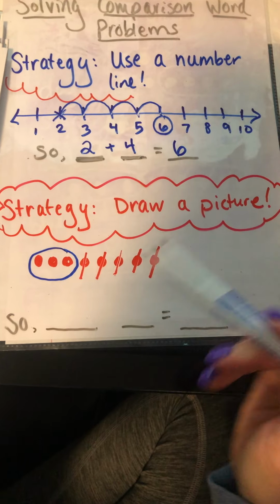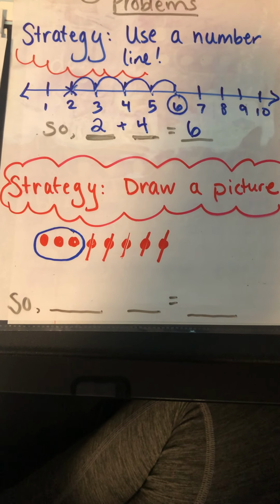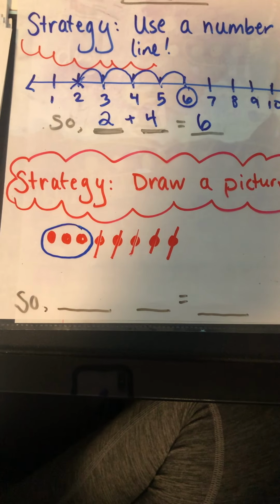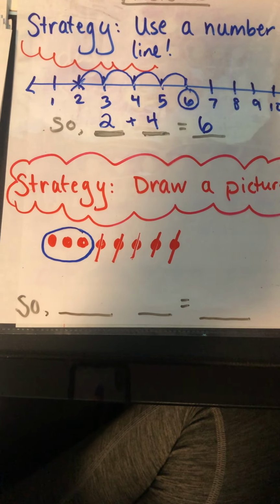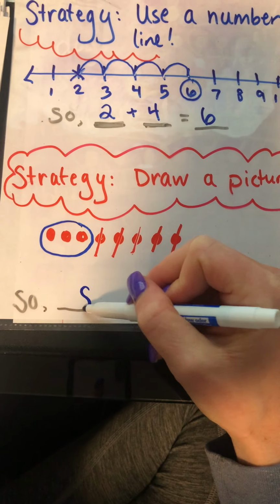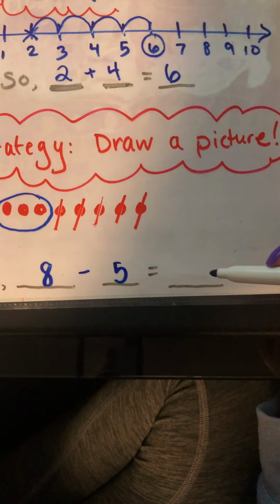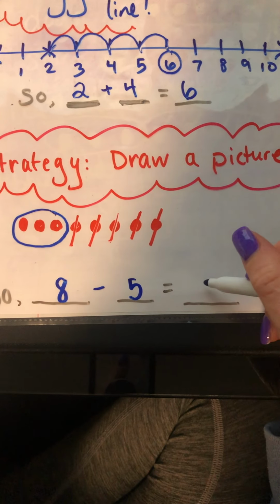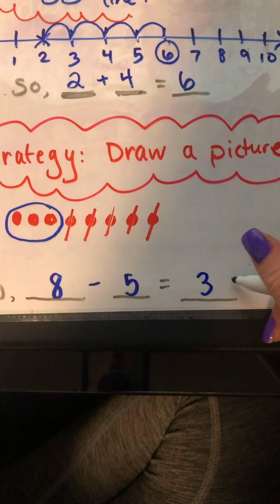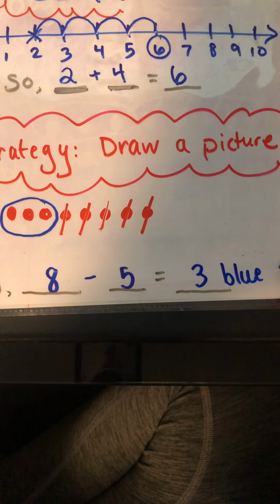So what does that look like when we're writing a math sentence? Okay, when we write it as a math sentence, you would write, there are 8 red birds minus 5 more red birds equals 3 blue birds.